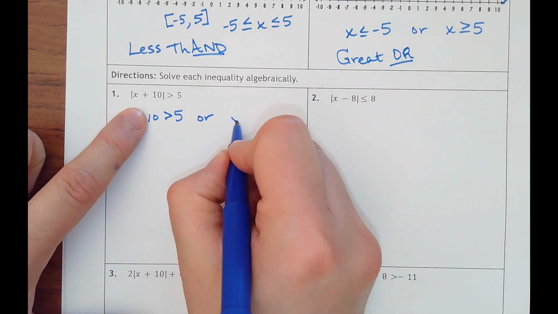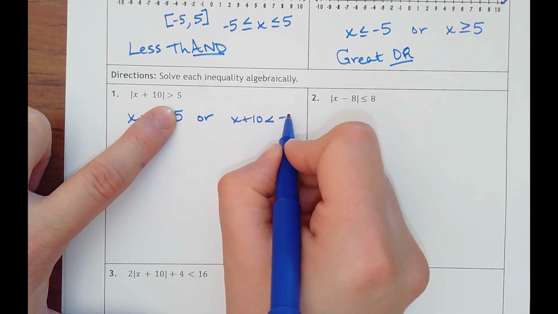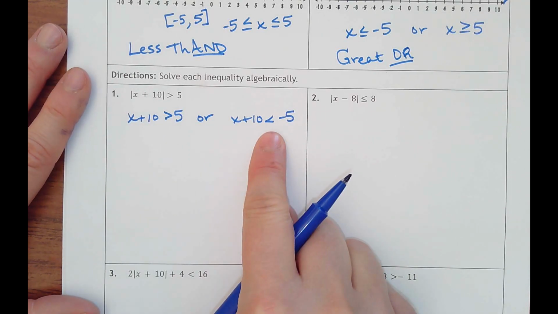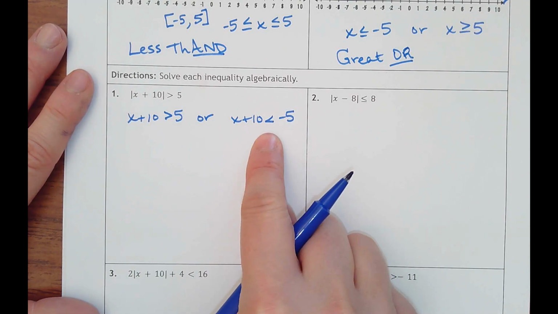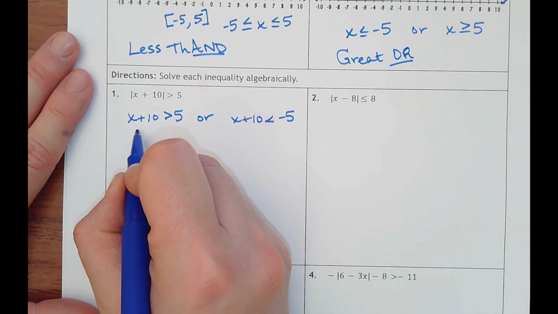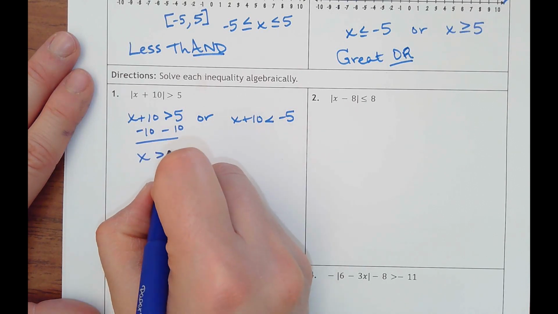Then I'm going to keep this x plus 10. I'm going to switch this to a less than and change the 5 to a -5. So two things happen in the second problem: switch the symbol and change the sign on the number. Okay, to solve, I'm just subtracting 10. 5 minus 10 would be -5.